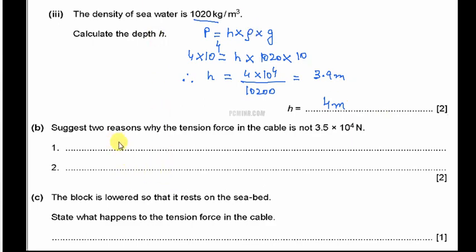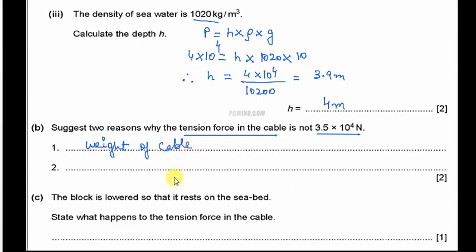Now they say, suggest two reasons why the tension force on the cable is not 3.5 into 10 to the power 4 Newton, because generally the force acting on the block would actually be balanced by the tension, but here we are saying the tension is not going to be 3.5 into 10 to the power 4 Newton, and the reasons you have to write down. So the first reason would be, one, the weight of the cable. So because of the weight of the cable, the tension is going to be less than that.